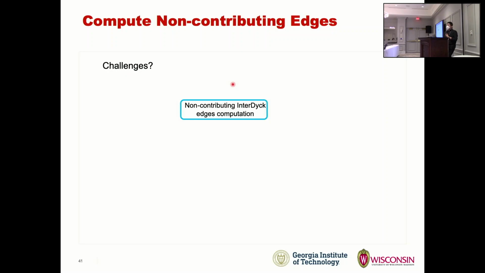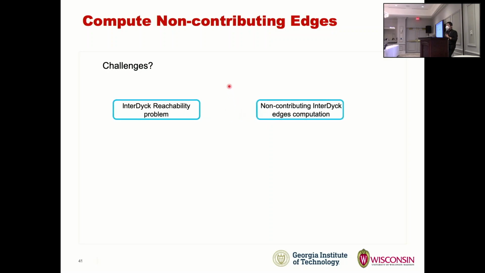Currently, we are talking about how to remove the non-contributing edges. In order to remove those edges, first you need to compute them, right? You need to know exactly what those non-contributing edges in your graph are. And what is the underlying problem? What is the end goal of this graph simplification? The end goal is that we want to somehow improve the solving experience for the Interdyck language reachability problem, right? Then what's the relationship between these two problem instances?